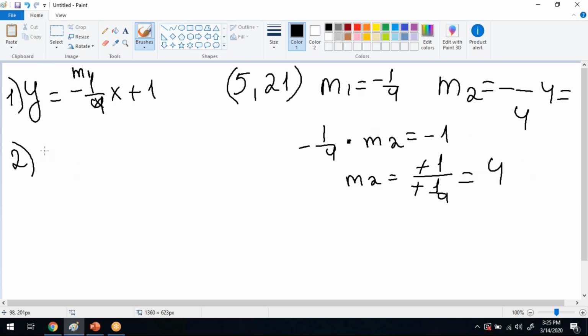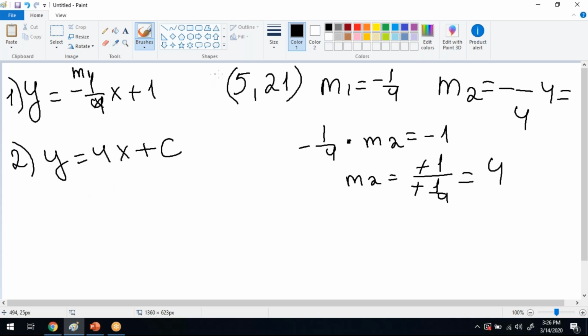So I understand that my second line will have a gradient of 4, so 4x, but I didn't say anything about the c. We don't know c, so we cannot find c by knowing the perpendicular line to it. We can only find m. We can only find the gradient.